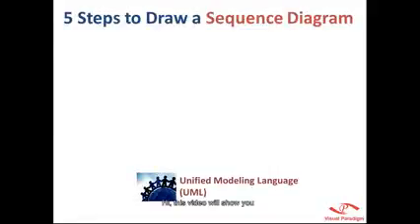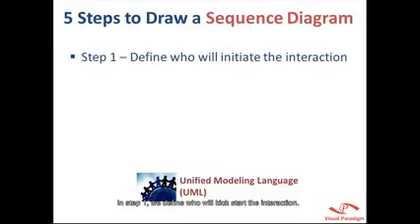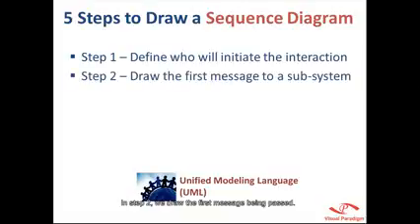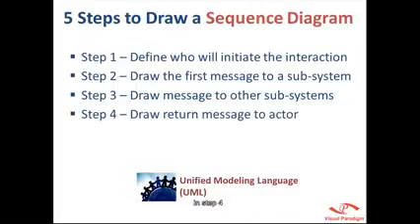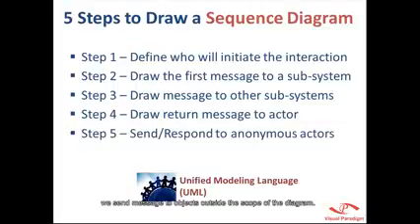Hi, this video will show you how to draw a UML sequence diagram in 5 steps. In step 1, we define who will kickstart the interaction. In step 2, we draw the first message being passed. In step 3, we draw other messages being passed. In step 4, we draw return messages going back to the original sender. And in step 5, we send message to objects outside the scope of the diagram.